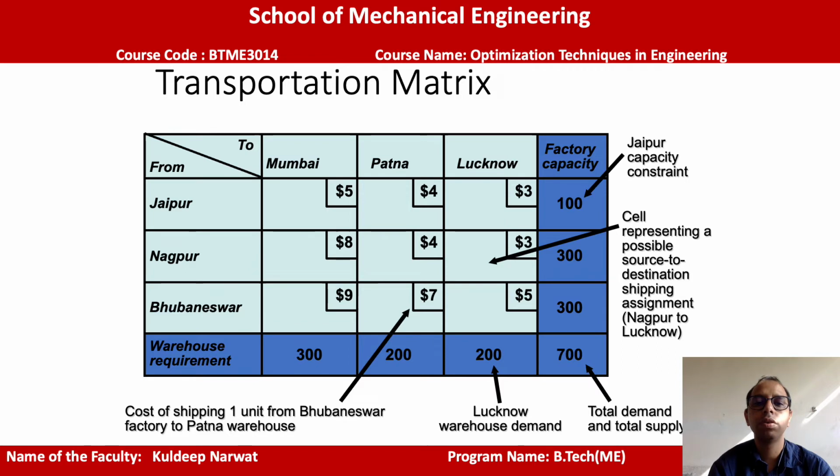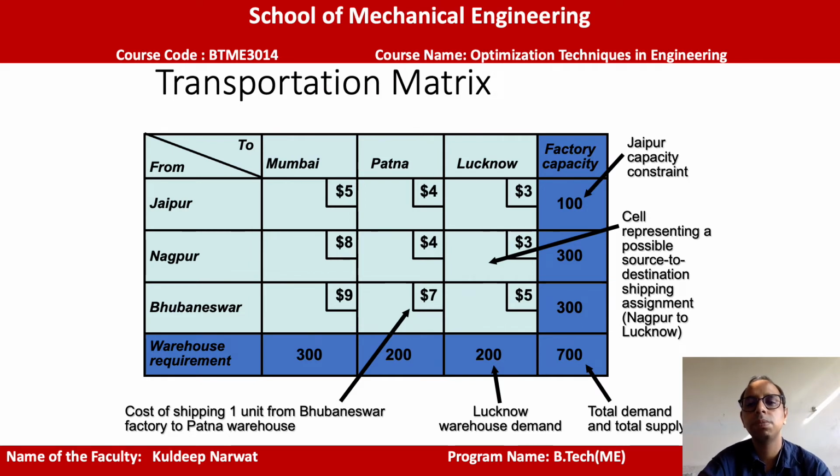So when we talk about this cell, it actually represents a possible source to destination shipping assignment from Nagpur to Lucknow in our case. We can see by using this arrow. Also this value $7 represents the cost of shipping 1 unit from Bhubaneswar to Patna. And suppose if we are seeing this 200 value, this actually represents the Lucknow warehouse demand.